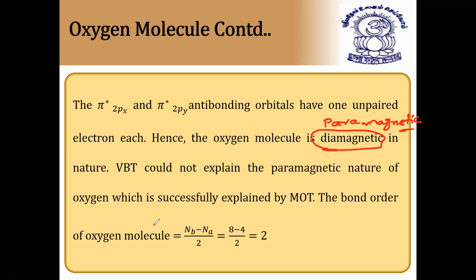Sorry. So the bond order of the oxygen molecule is (Nb minus Na) by 2. It is equal to 2. I hope it is clear. Very simple to understand. Next.